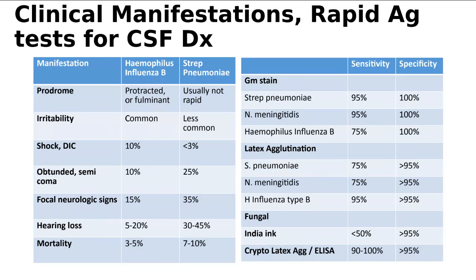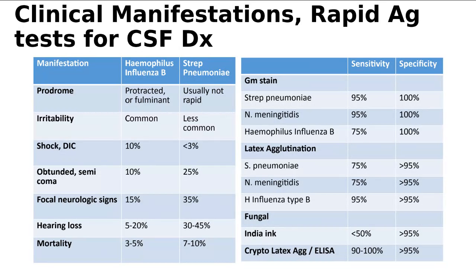Clinical manifestations, you will see here for Haemophilus influenza type B and Streptococcus pneumoniae, which is seen more commonly in the older children. For Haemophilus influenza type B, this is a more protracted or a more fulminant course. Children are very commonly very irritable. They present more commonly with shock and DIC or an obtunded semi-comatose state. They will have focal neurological signs, and later on they may present with hearing loss, or it can lead to death. Whereas Streptococcus pneumoniae is not such a rapid presentation. It presents more commonly with focal neurological signs and hearing loss and an obtunded semi-comatose state.